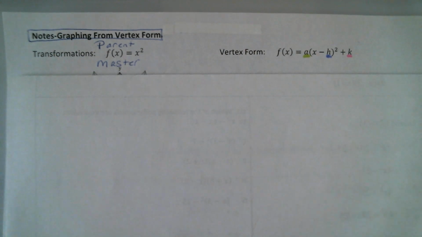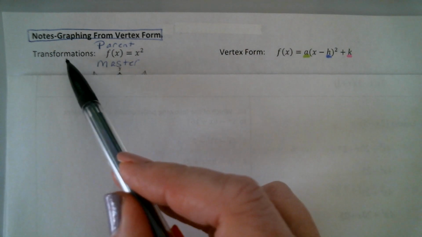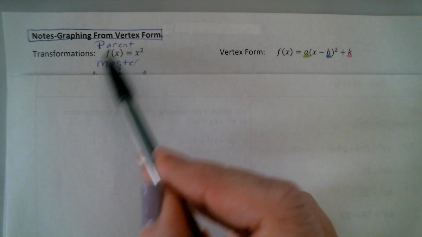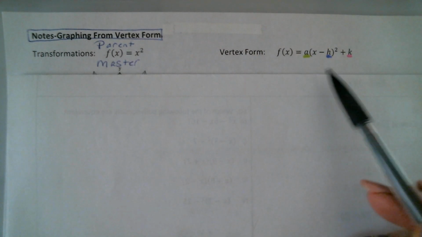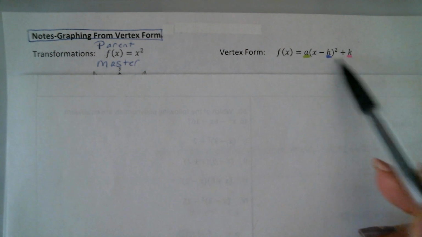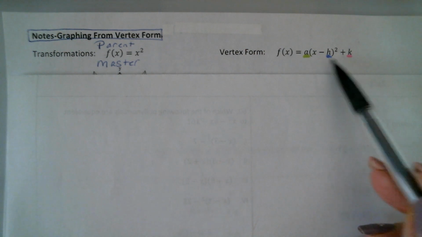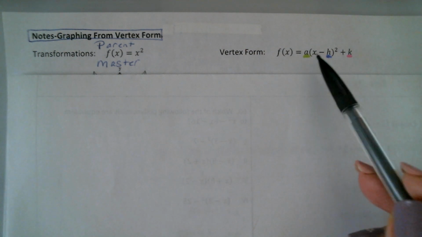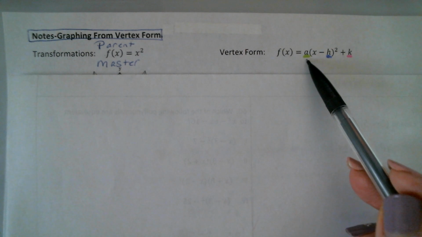At any rate, this is talking about doing transformations on our master or parent graph and recognizing them when we see them in vertex form like this. Our vertex is going to tell us to translate left or right or up or down, and this is going to tell us the shape of the graph.